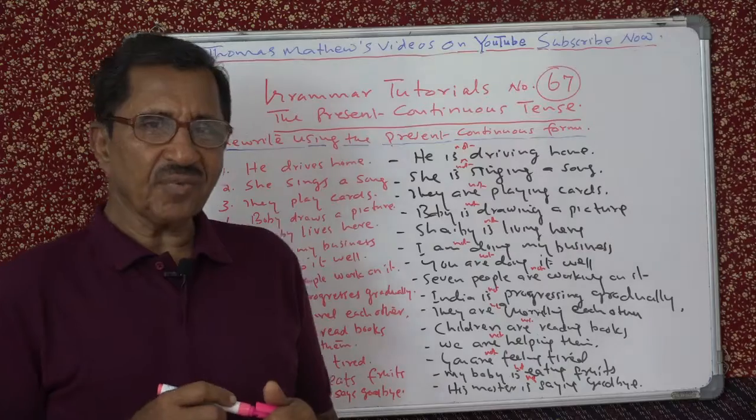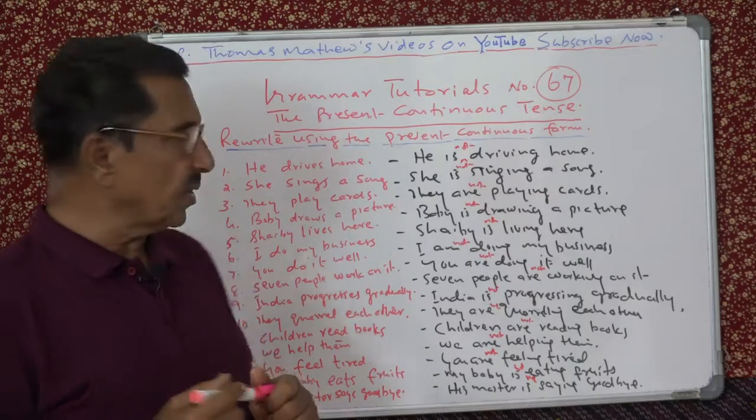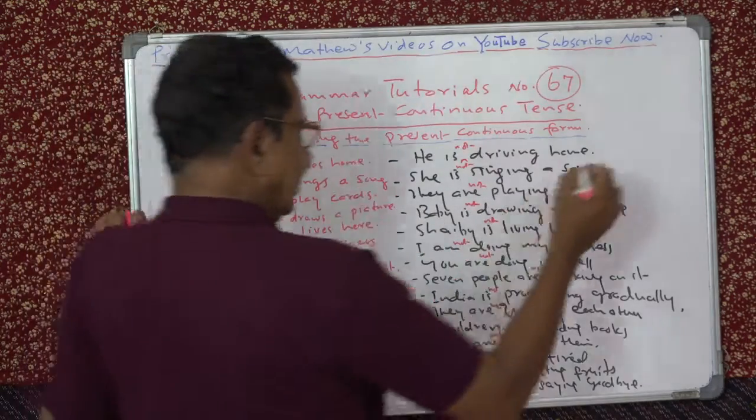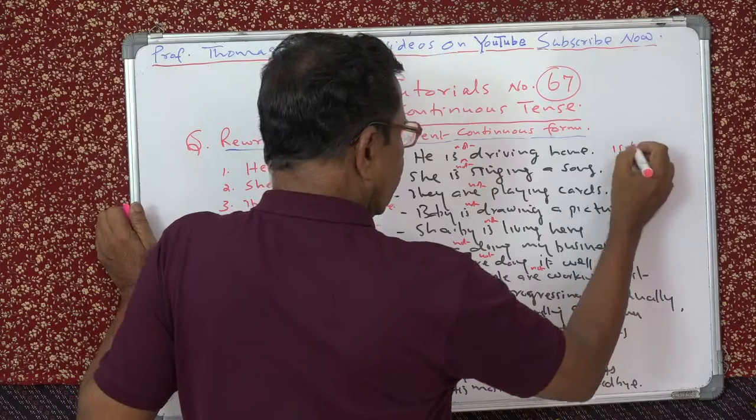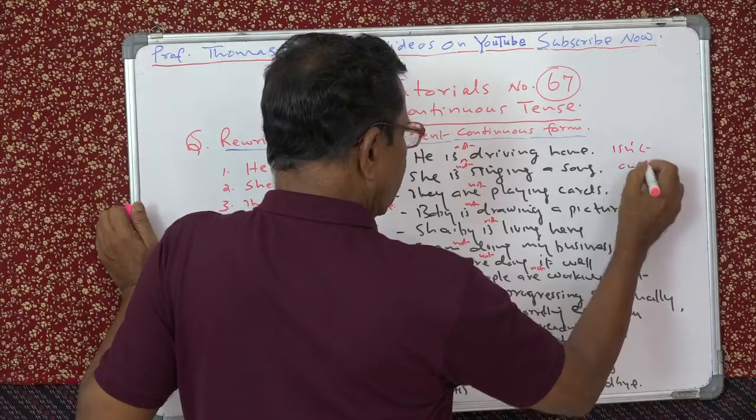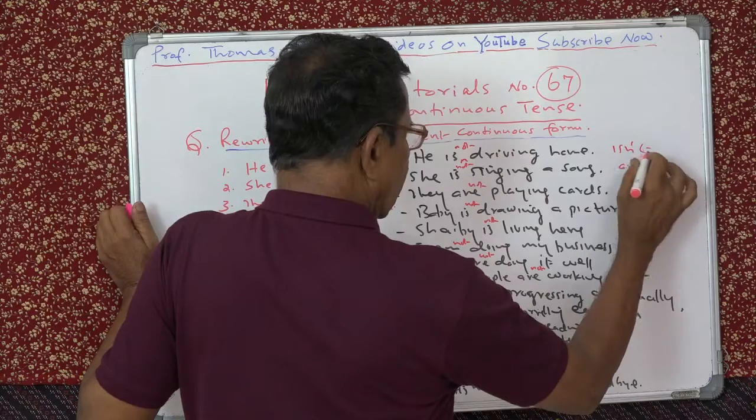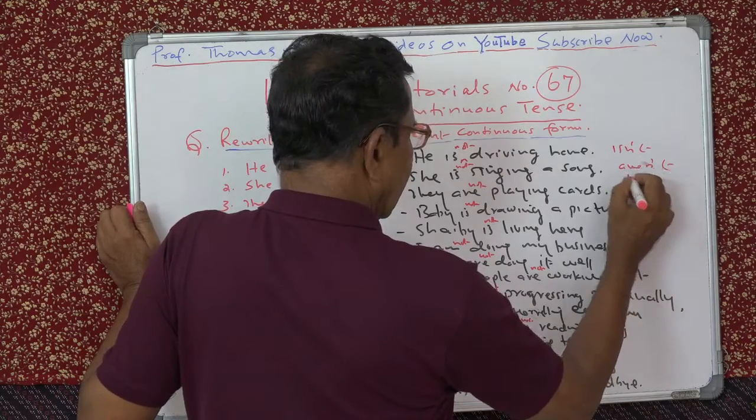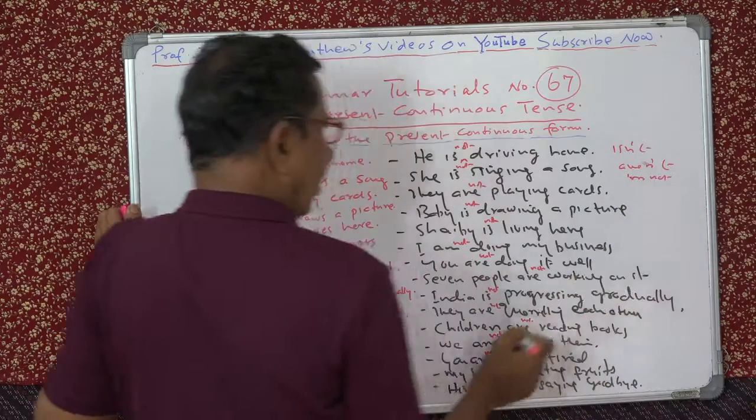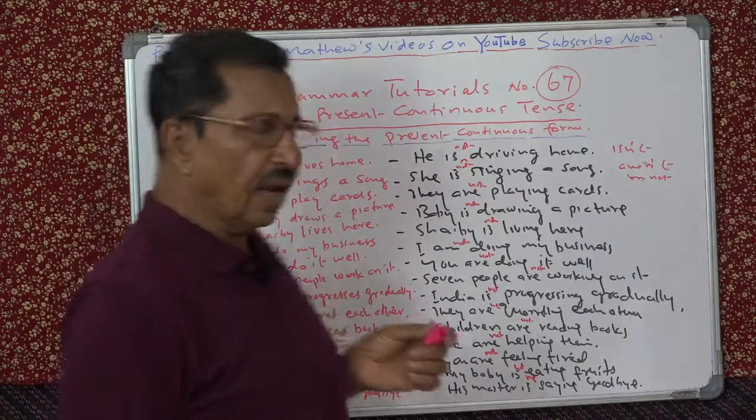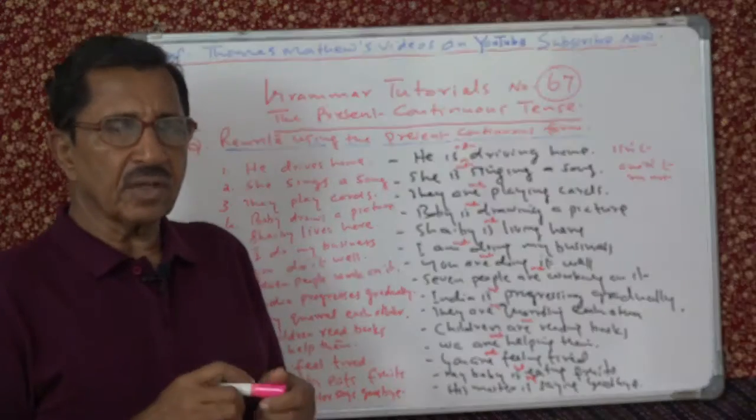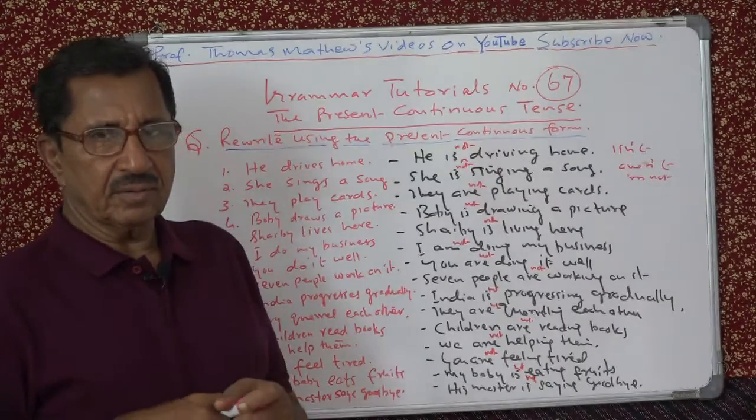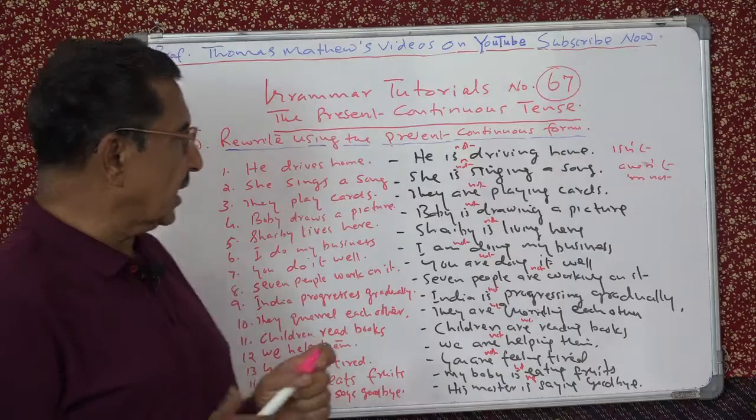And the contracted form, you know, what will be the contracted form? Is not is isn't, are not is aren't, am not is am not, I'm not. Aren't, isn't. So you will read it like this.